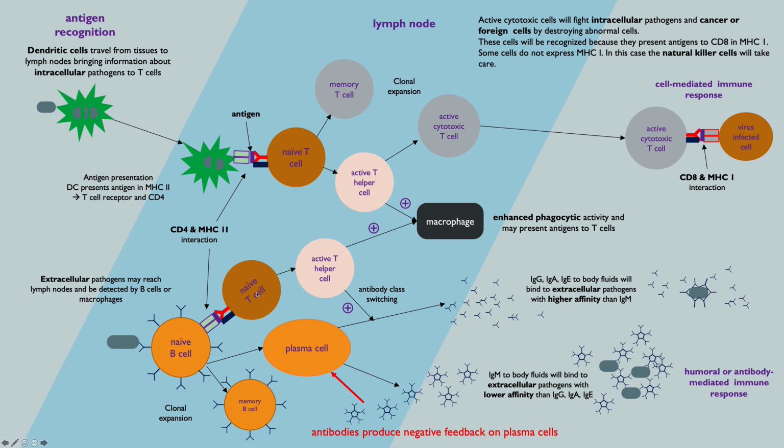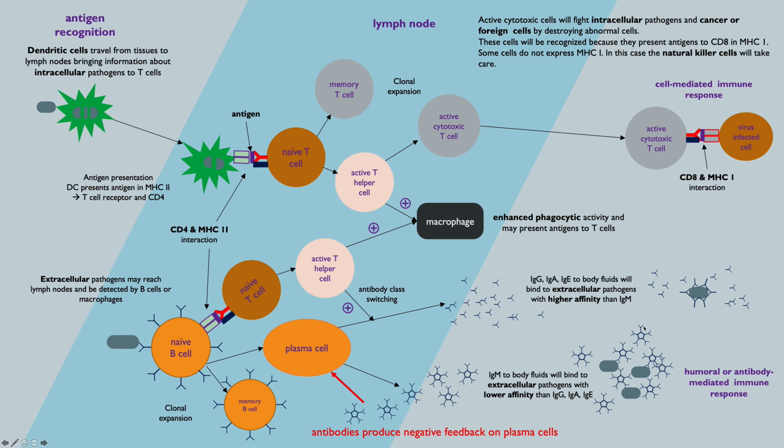and the naive T cells are going to undergo the same process of clonal expansion, becoming active T helper cells, and will participate in the antibody class switching. Notice that the active T helper cell is also stimulating macrophages, so they perform the phagocytosis more strongly. So all of these pathogens, all of these antigens that are traveling, freely floating in the fluids, may be grabbed by these macrophages that will engulf them and destroy them here. This is in a nutshell what happens in the immune response.